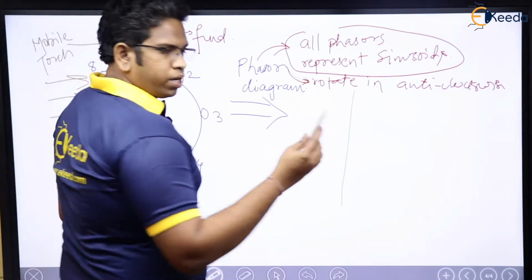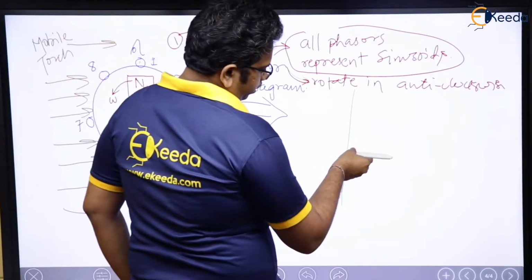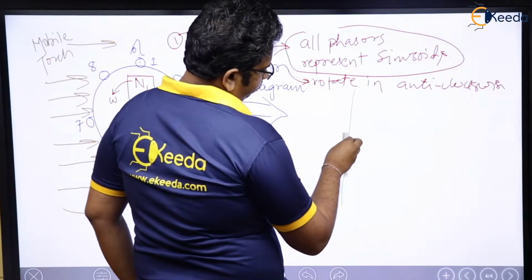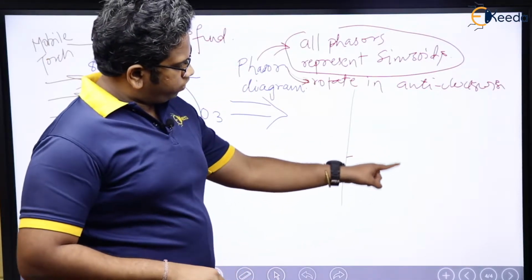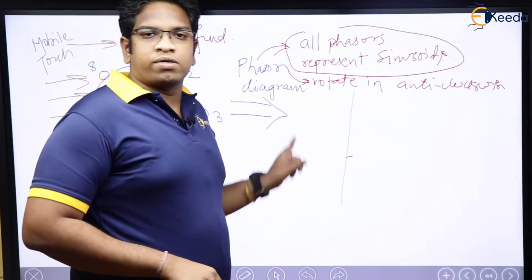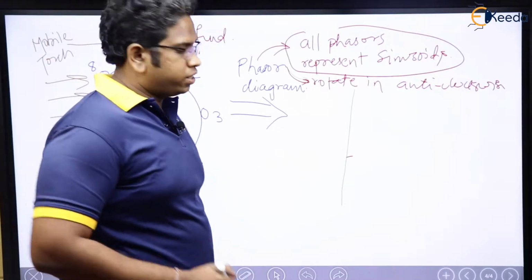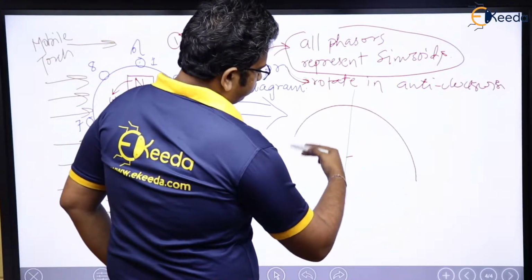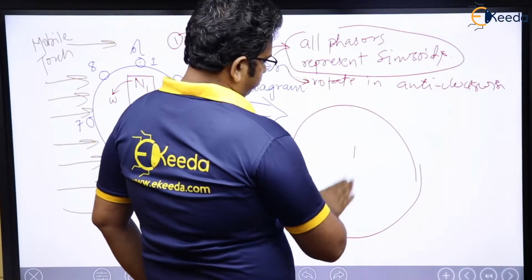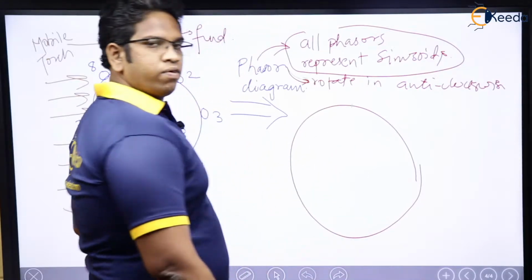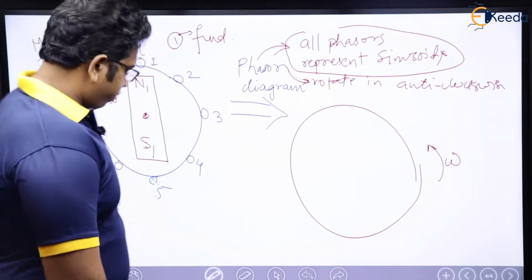Now, for example, I have a phasor, and this phasor is rotating this way, in the anti-clockwise direction. Moral of the story, this particular phasor will rotate in the anti-clockwise direction only, and it will form a circle. So let me have a circle here, and my direction of rotation of the phasors is going to be this way.